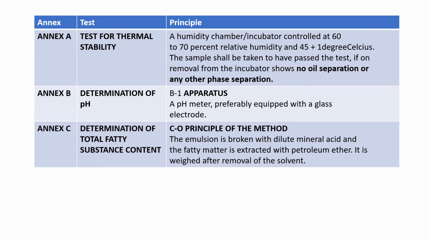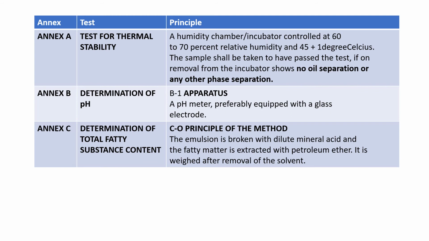The second annexure is about the determination of pH. It has to comply within the pH range of 4 to 9. Now, there was an exception. If your skin cream contains borax or beeswax, then the range is 5 to 10. So, with an adequate pH meter, you need to test the pH of the skin cream, and it should lie within this range, 4 to 9.